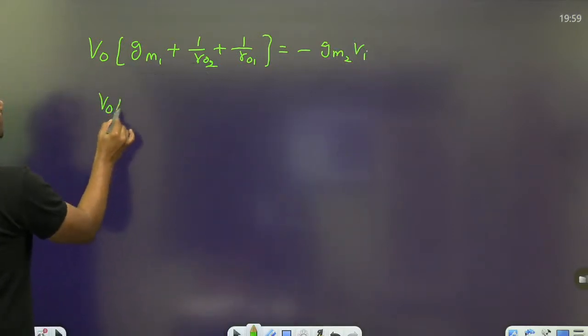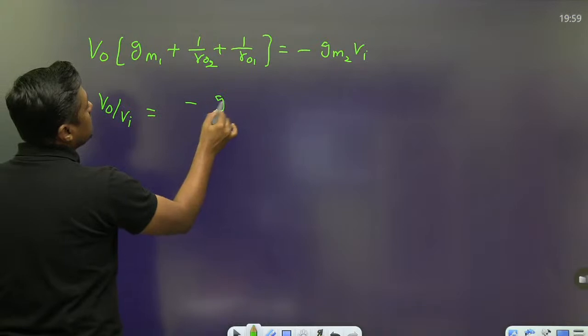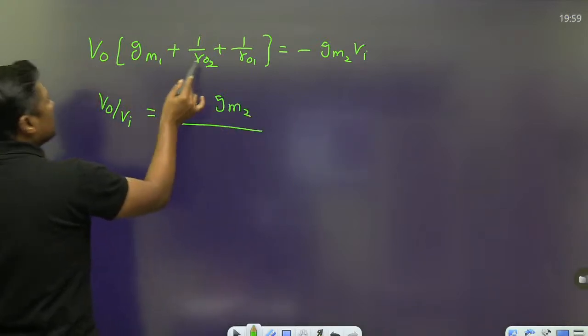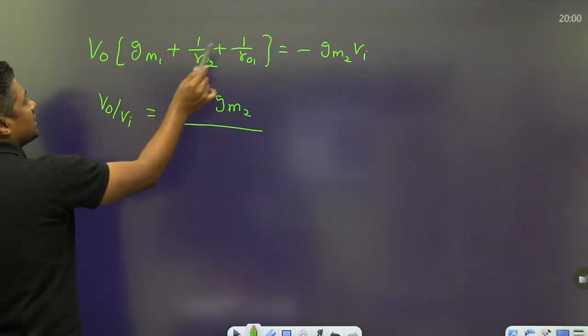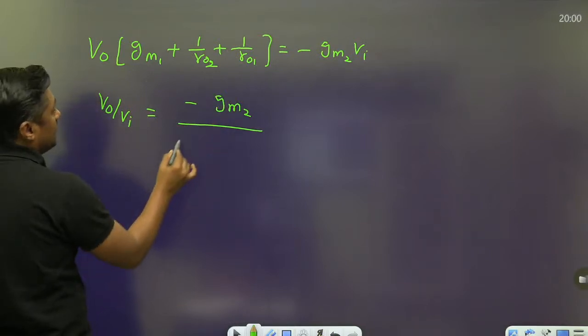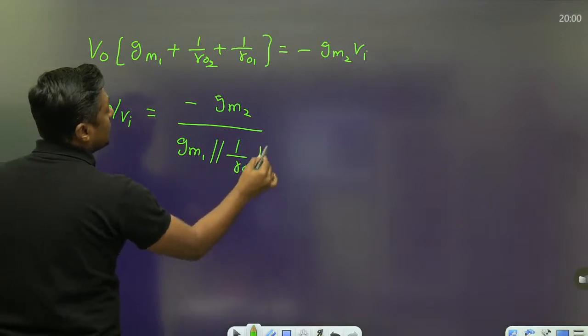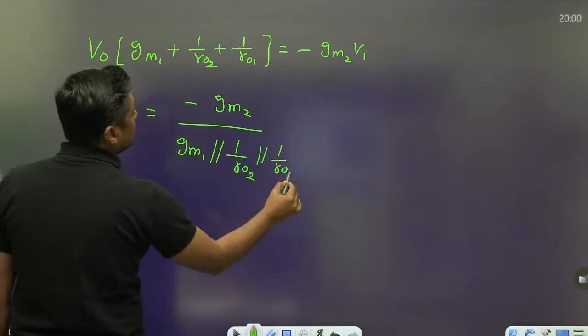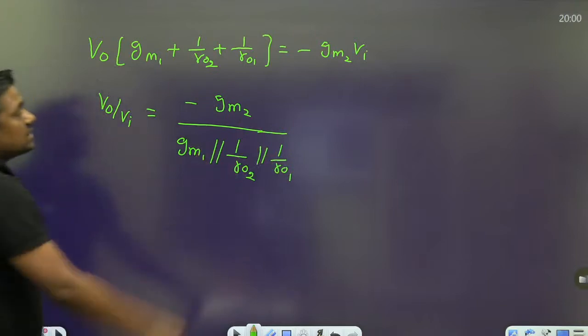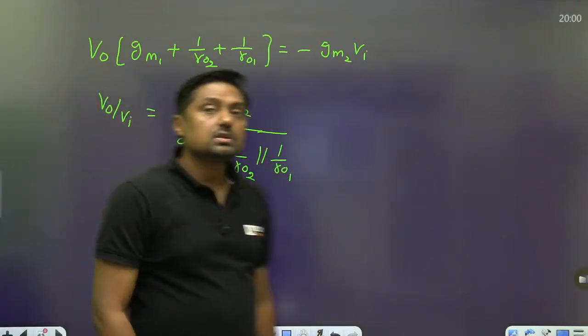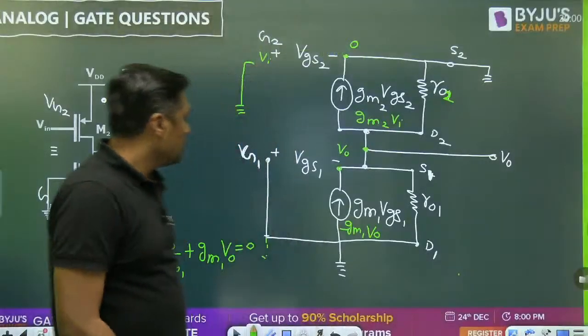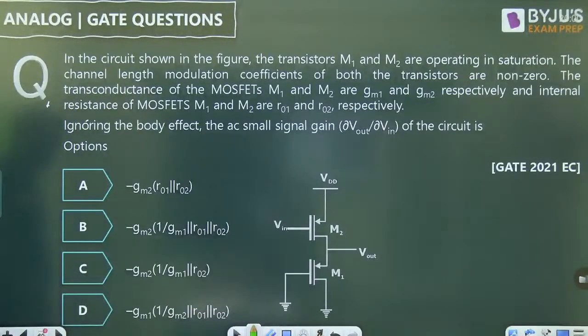What is V naught by Vi? It will become minus GM2, and this is nothing but our conductance. So 3 conductances are connected in what? Parallel. GM1 parallel with 1 by R naught 2 parallel with 1 by R naught 1, and that is the answer for this question. Which answer is correct? B. B is the correct one.